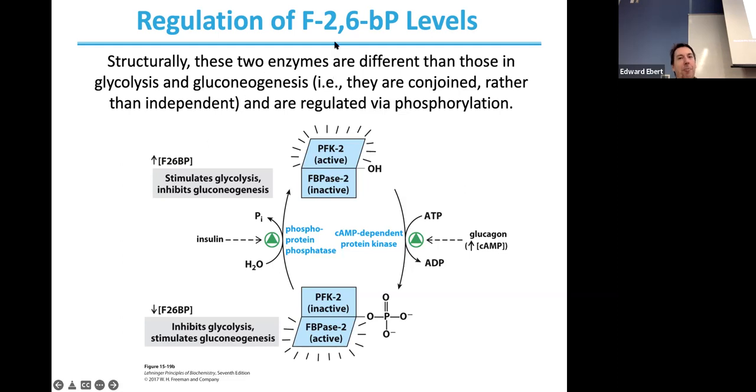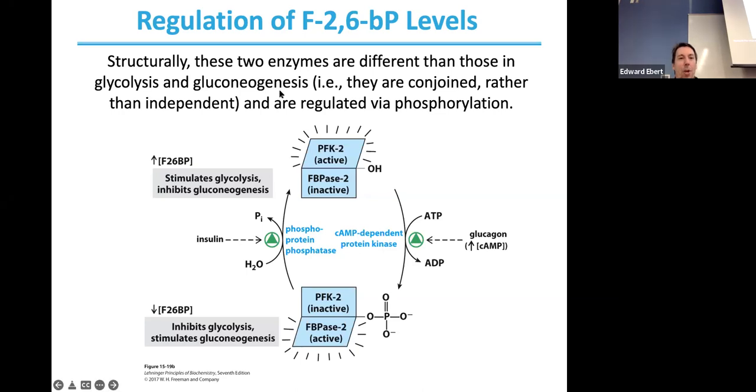So how do we regulate fructose 2,6-bisphosphate levels? Well, we've got two enzymes here that are different than others in glycolysis and gluconeogenesis. They are conjoined. So we have two enzymes that are attached together. I've got an active site here and an active site here.